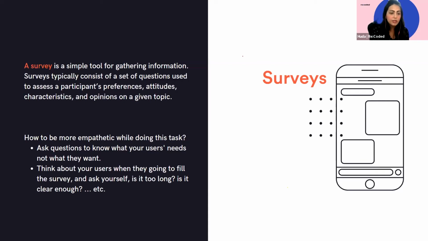Another tip is to think about your users when they're going to fill in the survey. Ask yourself, is it too long? Is it clear enough? It's a good thing to do during this part to make sure that your users are very comfortable filling in the survey.